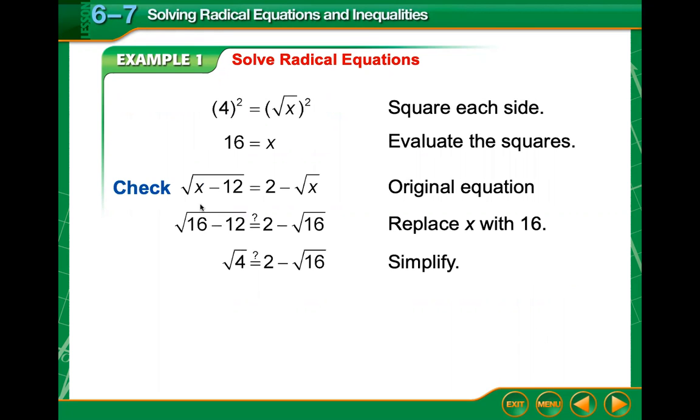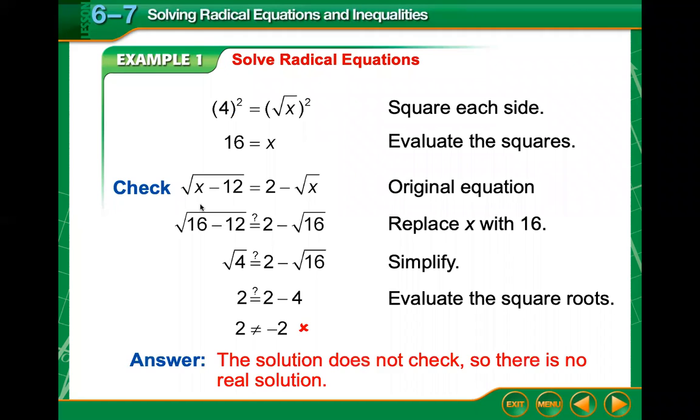So we can test this and it works. Or it does not work, I'm sorry. We get 2 equals negative 2, which is a false statement. So there is actually no real solution here. And again, pause the video, rewind the video for whatever you might need.